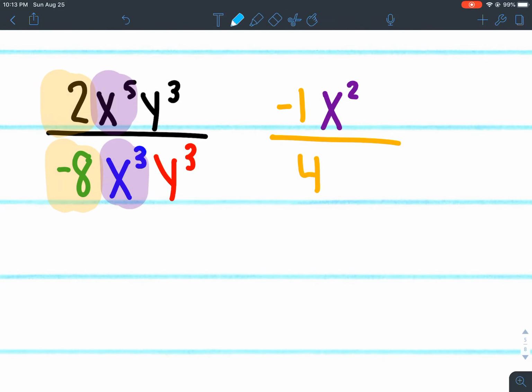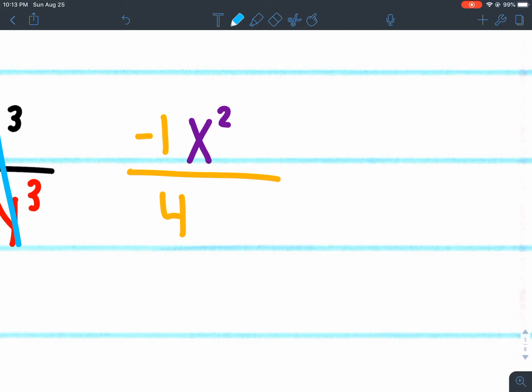Lastly, y cubed divided by y cubed. Does that cancel? Yes, that's technically 1, right? 1 divided by 1 is 1. 5 divided by 5 is 1. 8 divided by 8 is 1. X divided by x is 1. So y cubed divided by y cubed is also going to be 1. So that just cancels out and it is just 1. And if you wanted to write this in a simpler way, it would just be -x squared divided by 4.